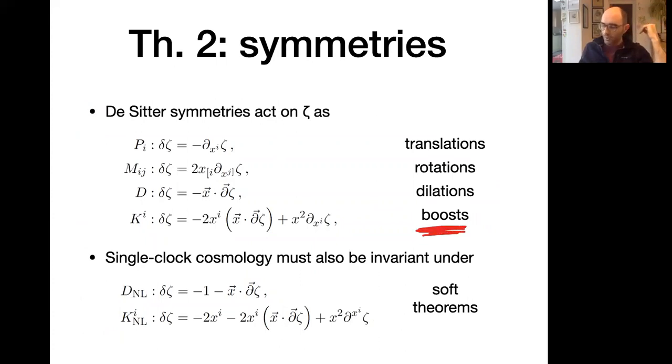And then, as I proved before, the soft theorems, you need to have them. In single field, you need these guys. And so you need to have all of the symmetries. And then you go and compute something that is invariant under all of the symmetries. What I'm going to prove to you now is that the only correlators that are invariant under all of the symmetries are the correlators of the free theory. They're all zero.